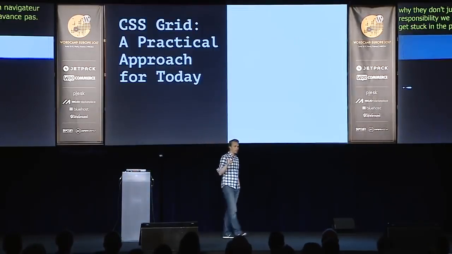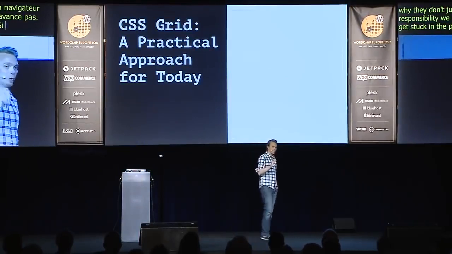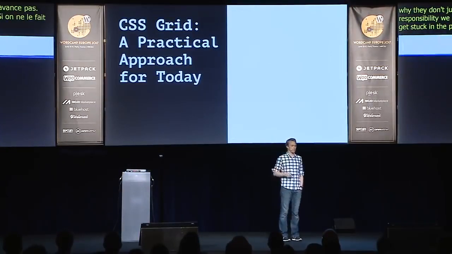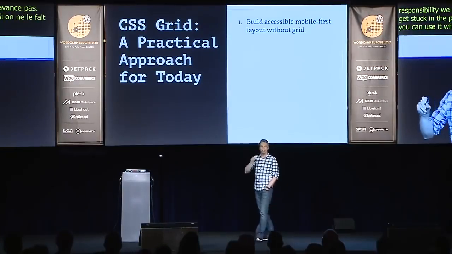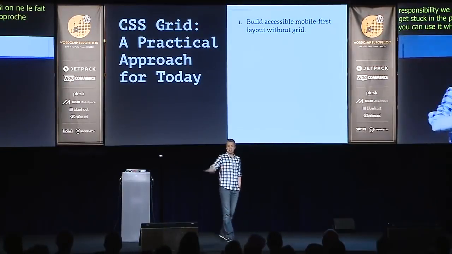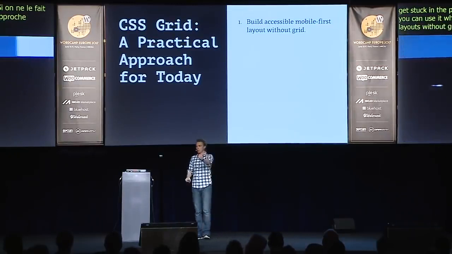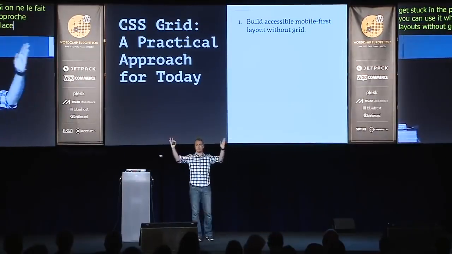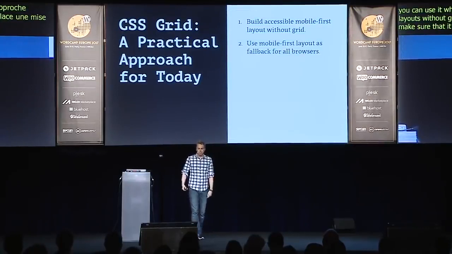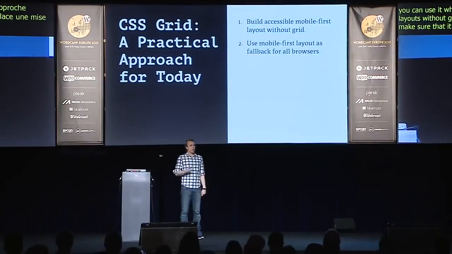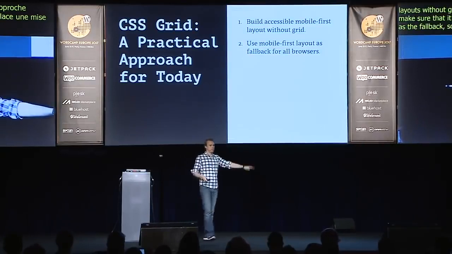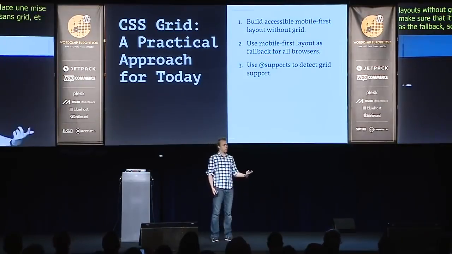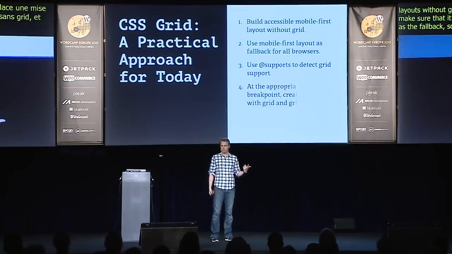So, practical approach to CSS Grid right now, so you can use it when you walk out of this room. First, build accessible mobile-first layouts without grid. That is your baseline. So make it work on your mobile phone, make sure that it still works when it's on a wide screen. Then, use that mobile-first layout as the fallback. So if everything goes to hell, mobile-first works. Then use @supports to detect grid support.